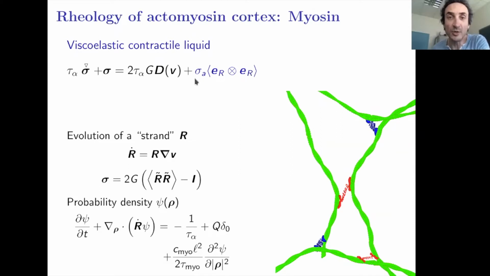But in the end, you always end up with a term which is a positive term that you add here to this constitutive equation, meaning that you have an added stress, which comes from this myosin effect, and which will be oriented along the filaments that you have. So if you have a preferred orientation in this ensemble average of orientations, then it will be along that orientation that you have this active term coming from myosin.